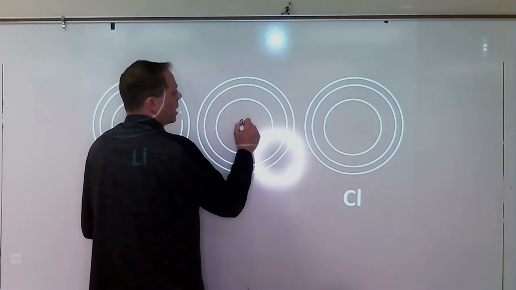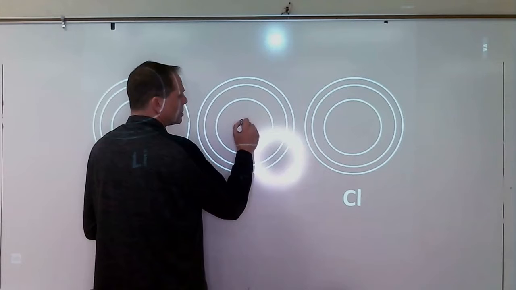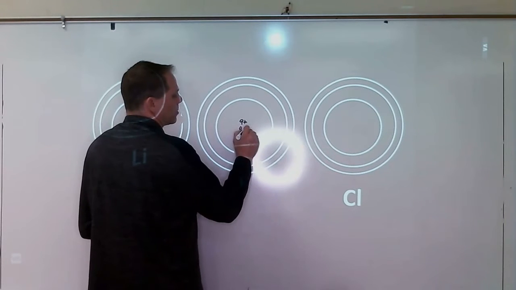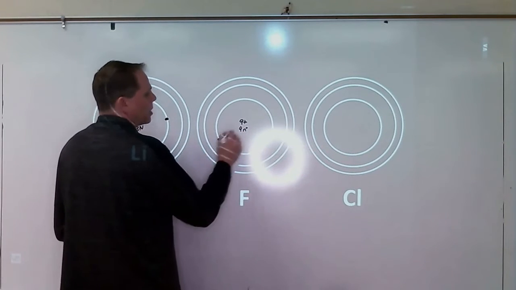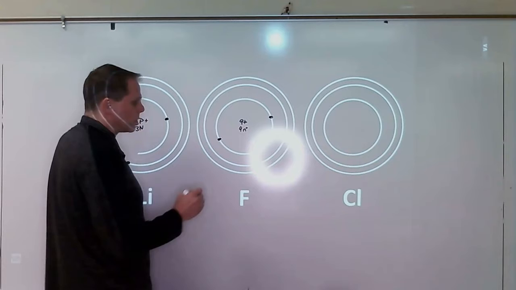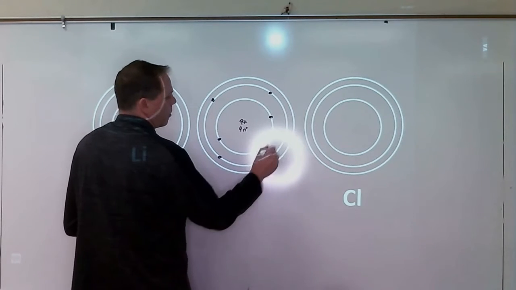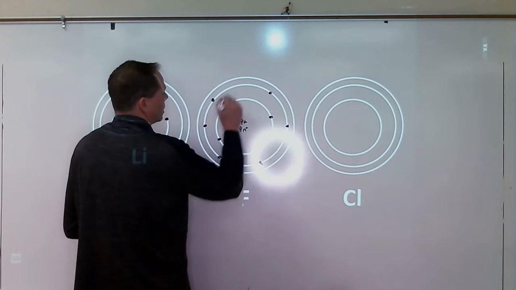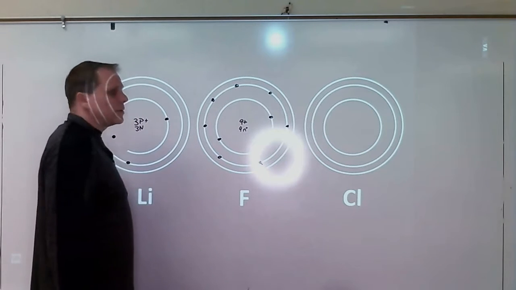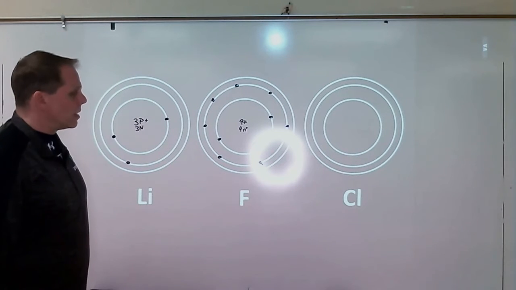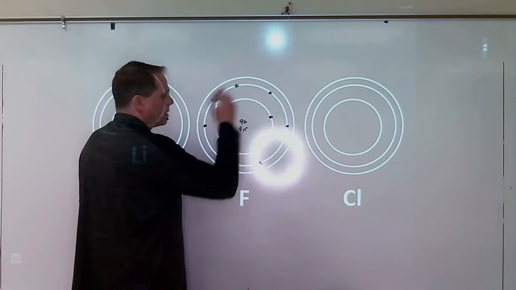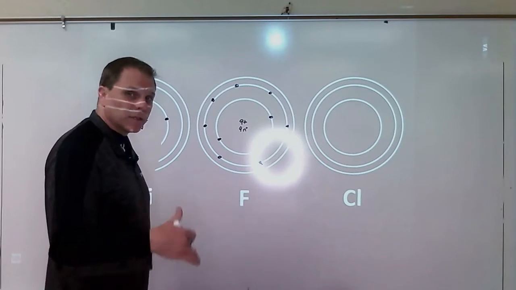If we did fluorine, we'd have 9 protons, so 9 positives. We've got 9 neutrons. Remember, those have no charge. And then what do our electrons look like? Well, we'd have 2 at our first energy level, and then 1, 2, 3, 4, 5, 6, 7. We'd have 7 in our second energy level to make a total of 9. That's 9 electrons and 9 positives, 9 negatives, right?